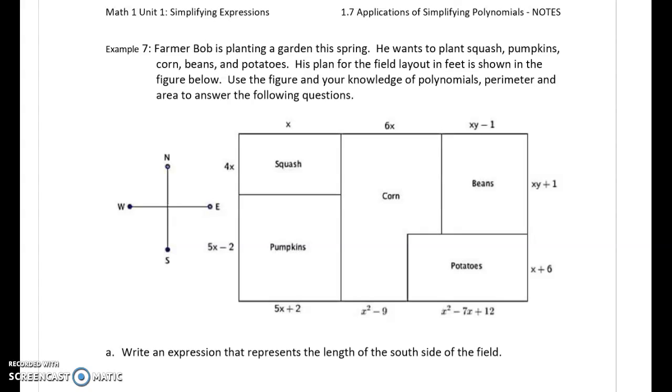Okay, so again, let me give you some time to see if you can figure out the answers to these parts of example 7. Make sure that you are paying attention to the expressions that are written and what they represent in terms of this figure.